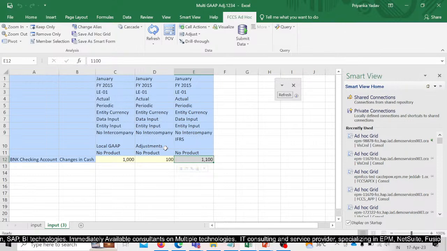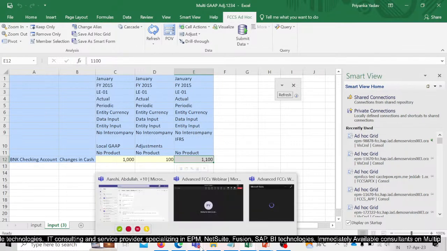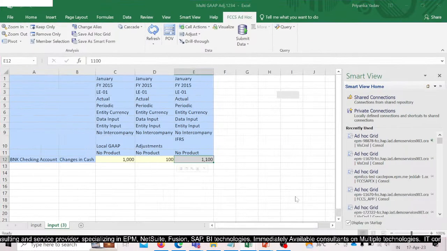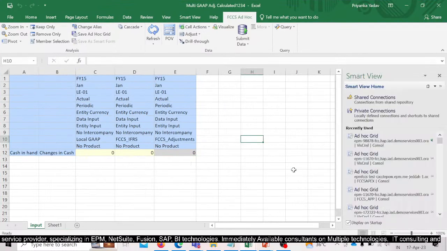Now this is the example for manual input. Now we will see how it calculates when we choose the calculated option. So the same POV I have created here.